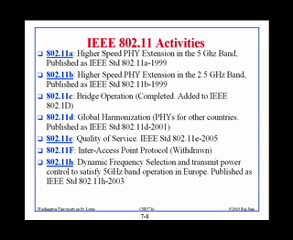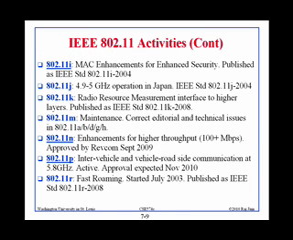11F is the inter-access point protocol, which doesn't exist anymore. 11H is the dynamic frequency selection and transmit power control to satisfy 5 GHz band operation in Europe. So they have some rules as to how you select the frequency and control your transmit power. For that one, they have 11H.